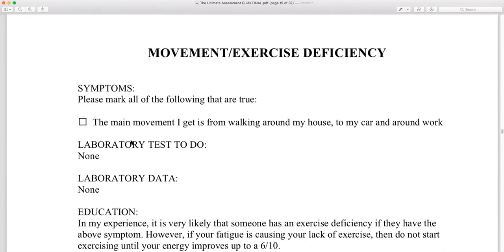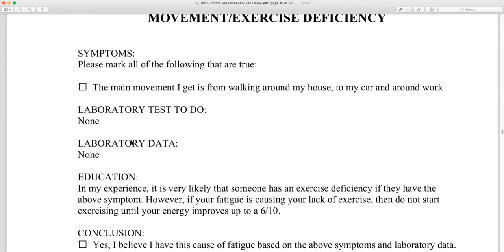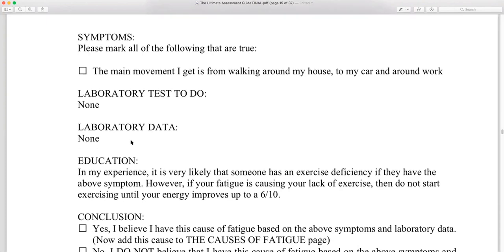And then I believe this is the last one in the deficiency section. So the main movement I get is from walking around my house to my car and around work. So that's basically the only sign or symptom that I've put on here. Basically, you have an exercise or a movement deficiency if that's all of the movement that you're getting. Now, of course, if you've got fatigue, and if your fatigue is causing your lack of exercise, then don't start exercising until your energy improves to about a 6 out of 10. Exercise, as we talked about initially, can be stressful on the body, so you want to make sure that you are in a place where your body can tolerate it.